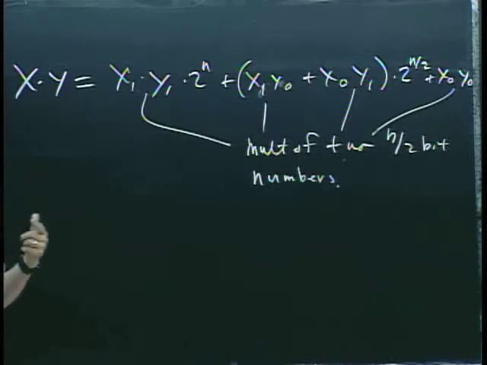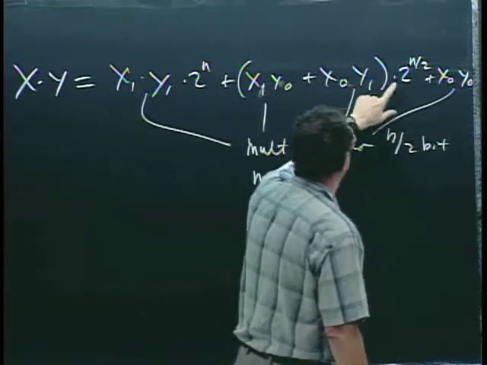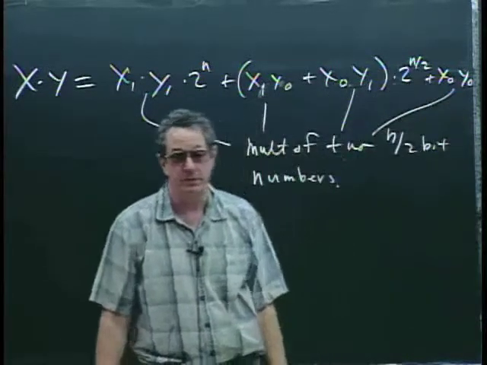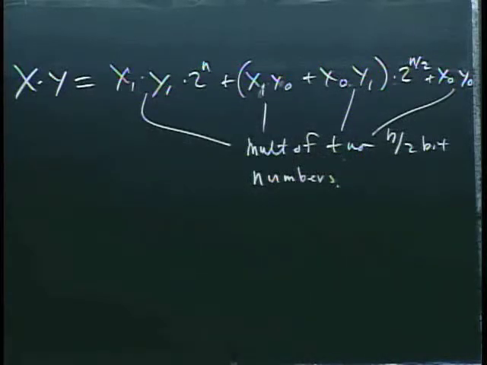Now, somebody should object that it actually looks like we have more than 4 multiplications. It looks like we have 1, 2, 3, 4, 5, 6 multiplications. Okay? But I claim we actually only have 4 multiplications. Why is that?